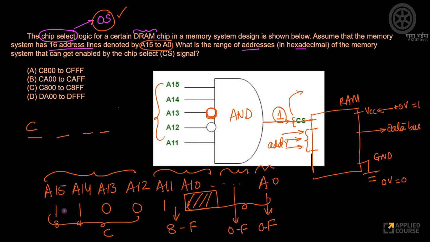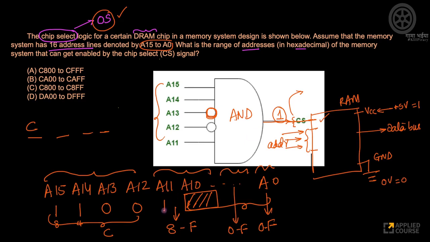Only when it is C, because A15 has to be 1, A14 has to be 1, A13 should be 0, and A12 should be 0, which means this has to be C. Only when this is C will your chip select be enabled, right? Only then your chip select will be 1.